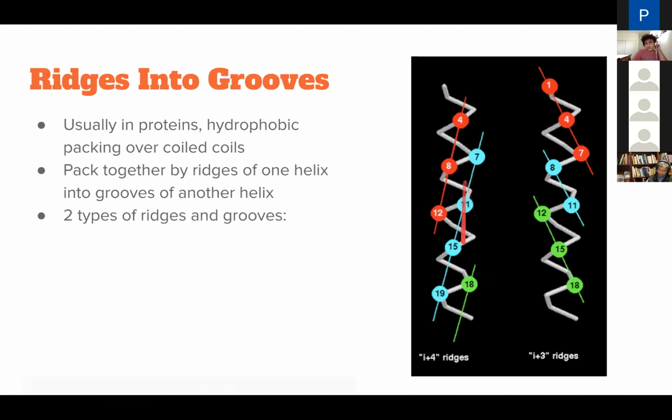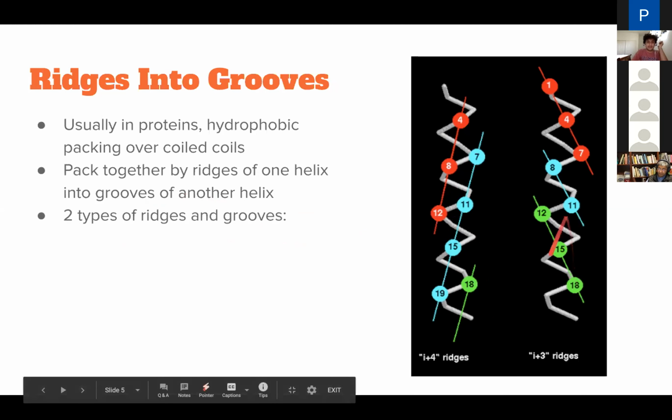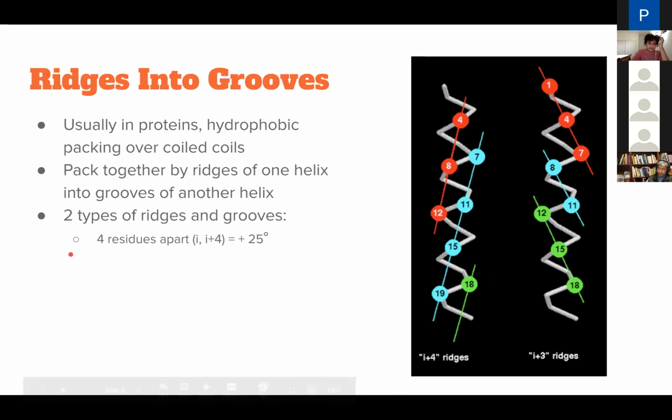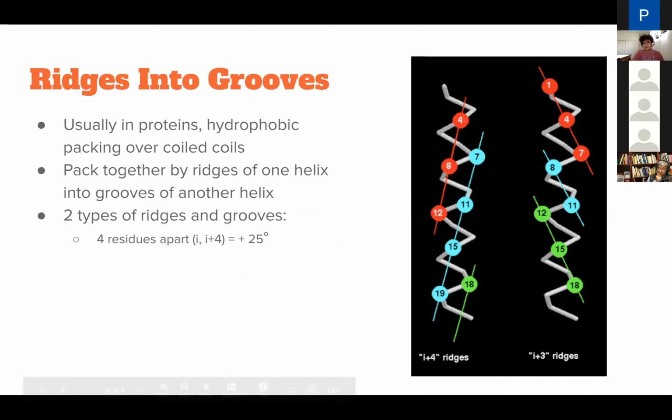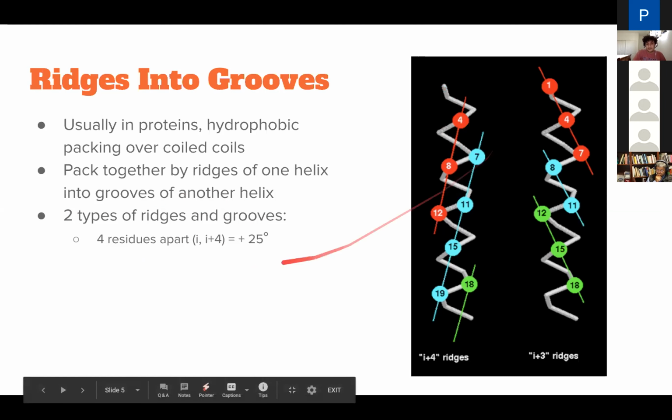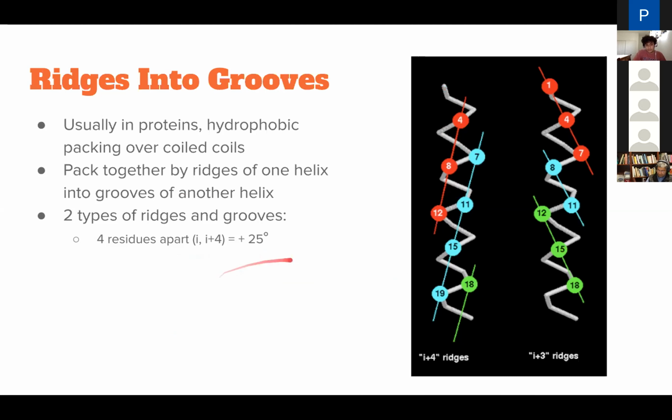So if we're looking at one alpha helix, such as right here or right here, there are 2 types of ridges and grooves you can have. There are ridges and grooves formed by amino acids 4 residues apart. That's termed I plus 4. And if you were to count, let's say from here, so I plus 1, I plus 2, I plus 3, I plus 4, and you did that all the way down and drew a line like they did here, you would make these I plus 4 ridges and grooves. That'll give you a 25-degree angle off the helical axis, which is just down the center, right? So remember that. So that's one type that the alpha helix can form.